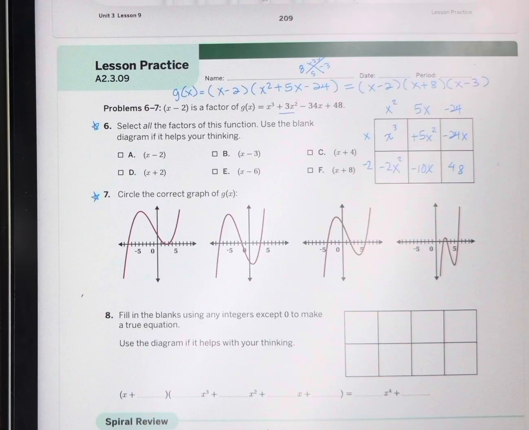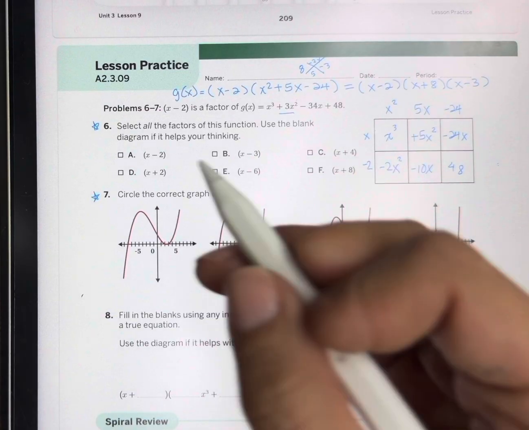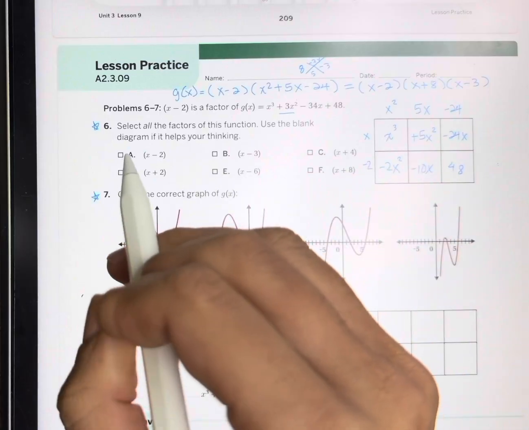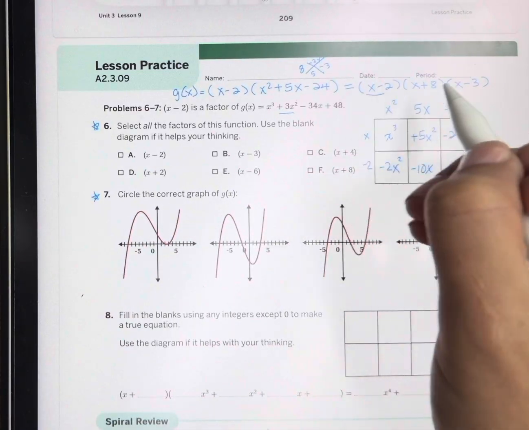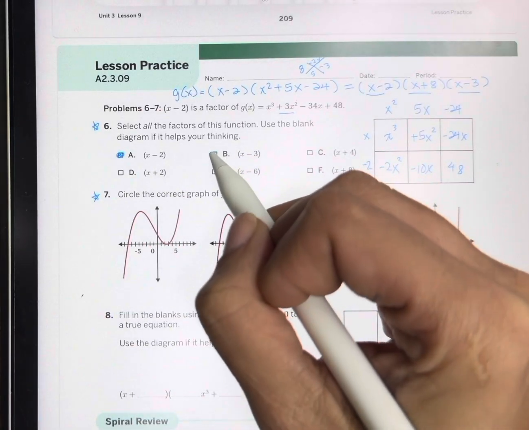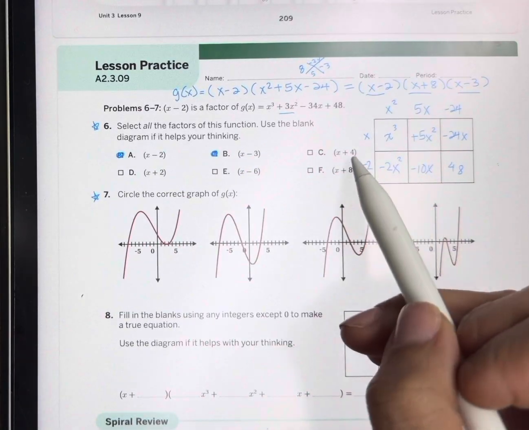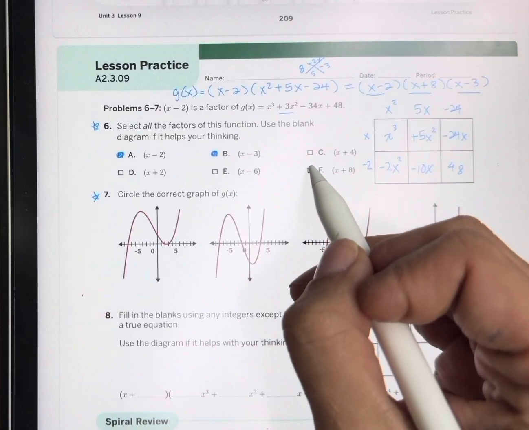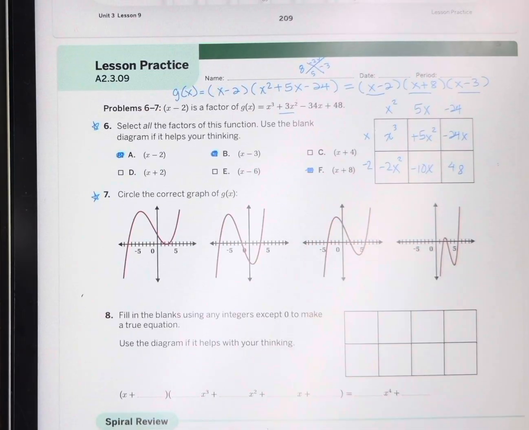Which means now, looking at the graph, oh no, wait, we're not done there. We're on number 6. Let's figure out all the factors. Well, here's one, here's another, and here's the last one. So this one, not that one. Ooh, this one. And that's it. There's only 3 factors. That's not a factor. That's not a factor. We're done here. Okay, now let's look at the graph.